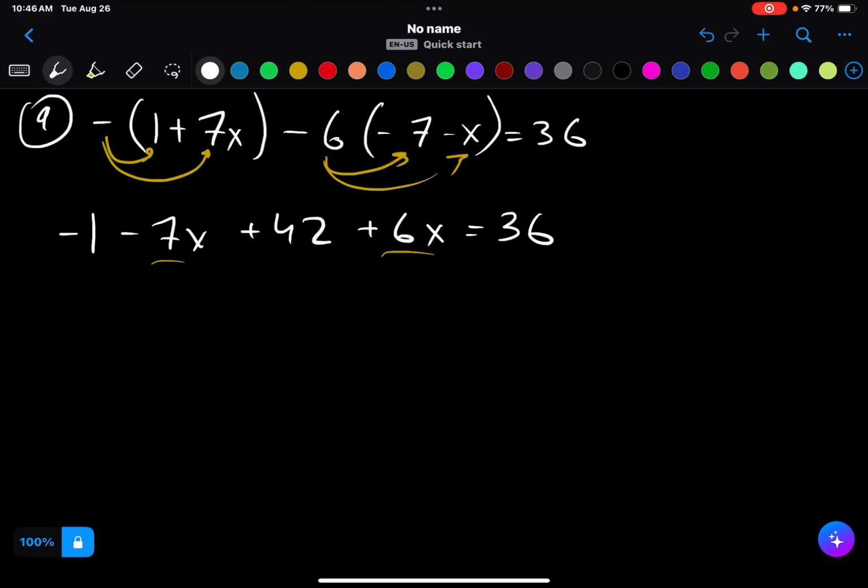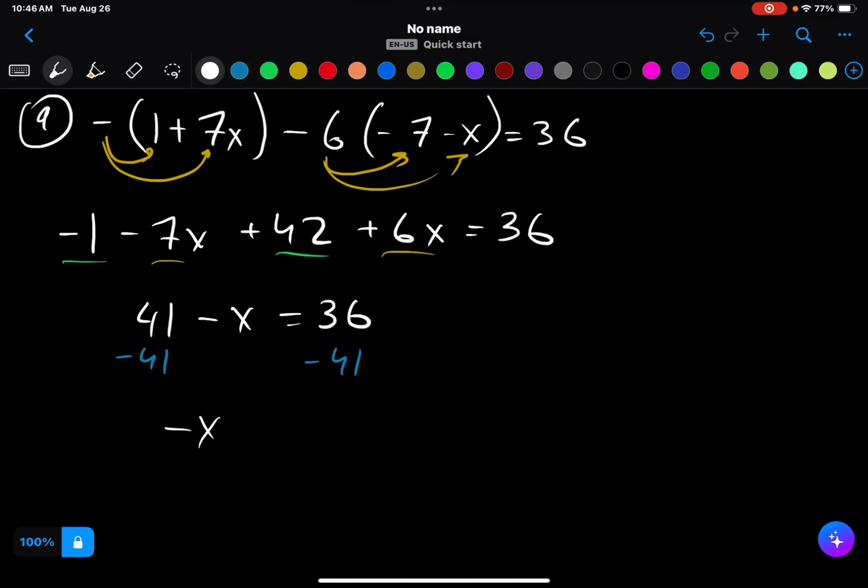So that's going to be negative 1, and also these two are also like terms. So yeah, combine all your like terms. So negative 1 and positive 42, that's positive 41. Negative 7x plus 6x is just negative x equals 36. All right, so we just cleaned that right up. And then we're going to go ahead and subtract 41 from both sides.